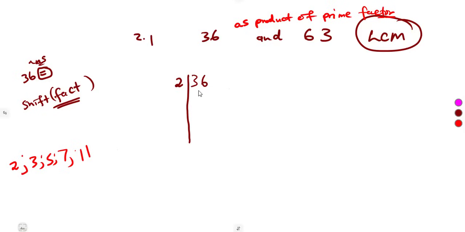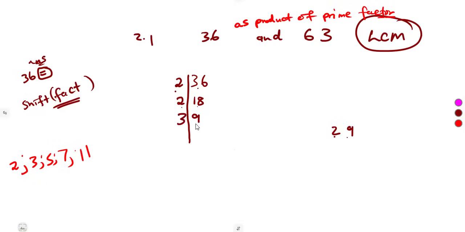So here 2 can work. 36 divided by 2, that is 18. We try again. Can 2 work? Yes. 18 divided by 2, that's a 9. Can we use a 2? No. If we use a 2 like this, 9 divided by 2, it's going to give us a fraction, a decimal. You're supposed to obtain what? Whole numbers, exact values. So we move on to 3.